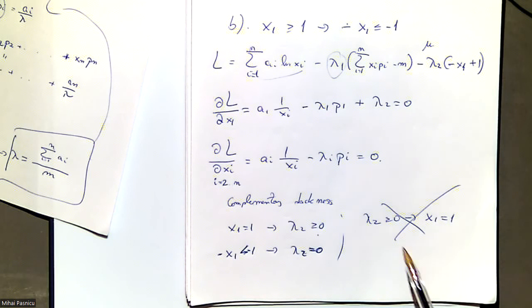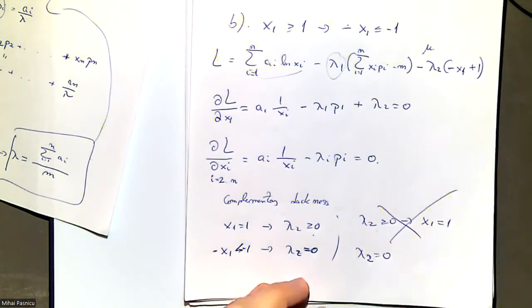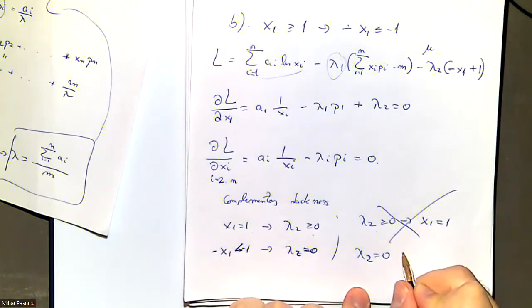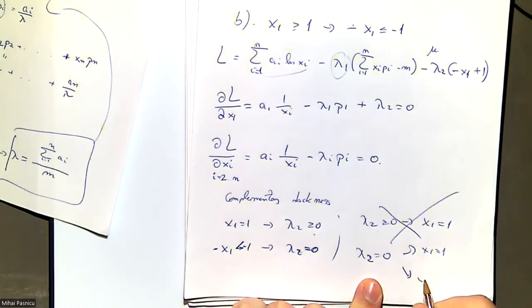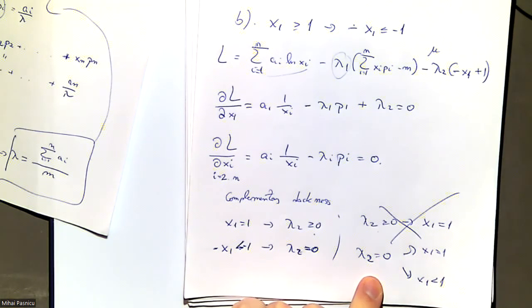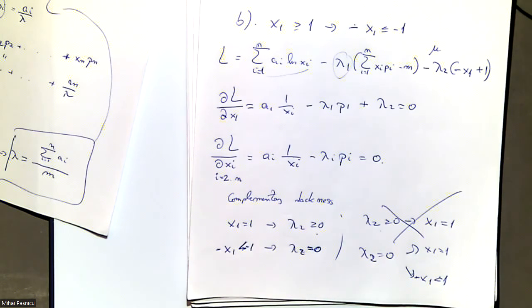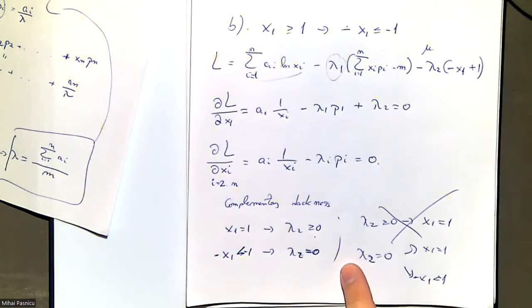The reason being that if you started like this, if lambda 2 is 0, then you can be in both cases. That is the problem. If lambda 2 is 0, you can have x1 is equal to 1, and you can also have x1 smaller than 1. So this is why I do not like setting x2 equal to 0 and then looking for x1. No, you look at x1 and you give me the lambda conditions.